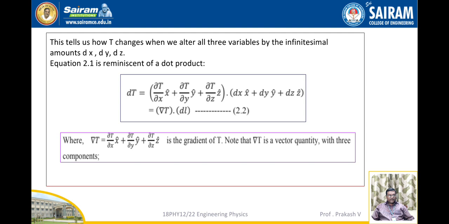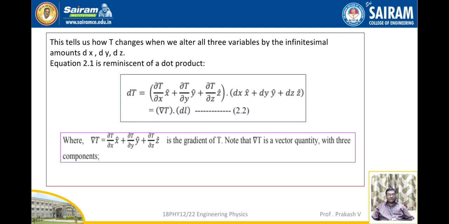Next, the value of dt can be expressed as del t dot dl, that is equation 2.2. So here del t is dou t by dou x into x cap plus dou t by dou y into y cap plus dou t by dou z into z cap, which is the gradient of t. So here del t is a vector quantity with three components.